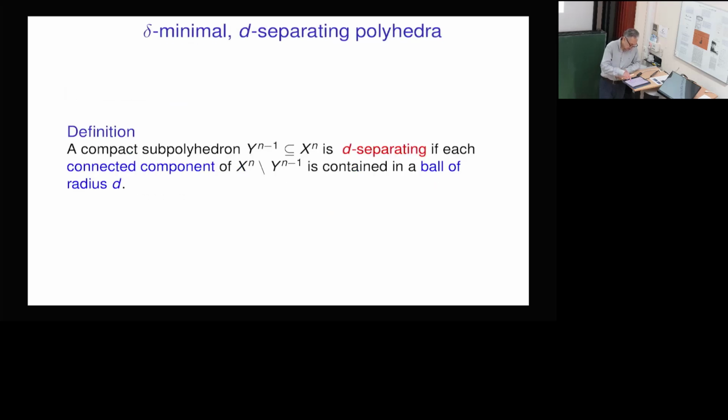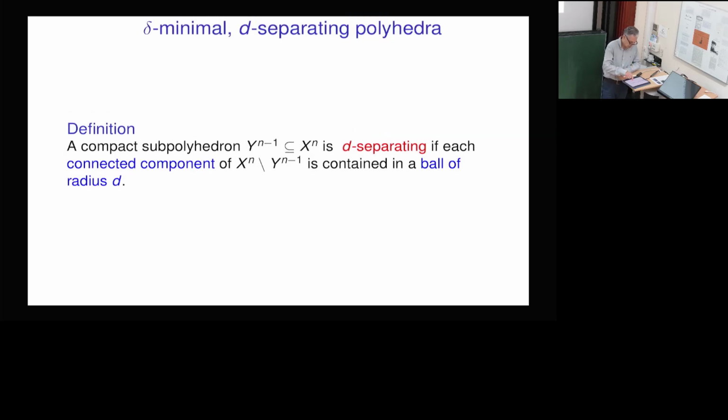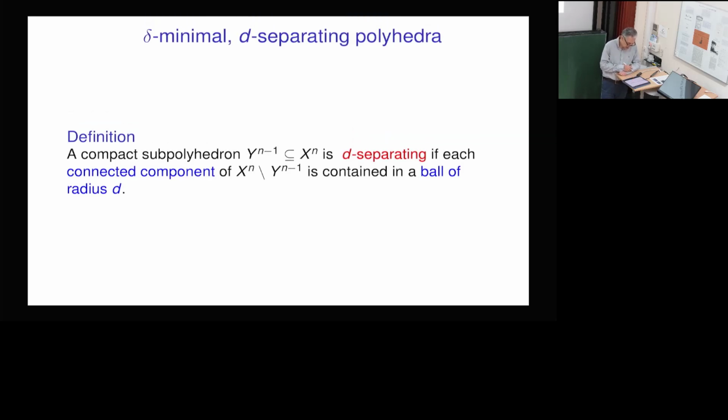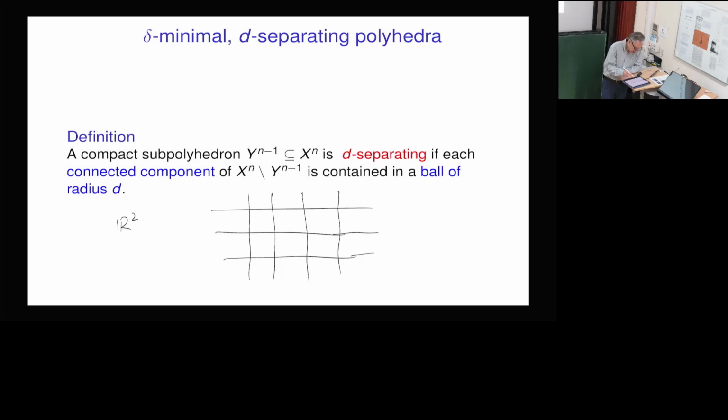Now I gave a definition of what these subpolyhedra are, and maybe I should give a picture too. Let's say I am on the plane. Of course my things are compact, but it's easier to draw the picture on the plane. I want something d-separating, so it's going to be something of dimension 1, and it might look like that. It's like a grid, and of course you can draw this on a torus, the same picture. And d-separating just means that these connected components, the pieces here, fit in balls of radius d. So this is the object I'm looking at.